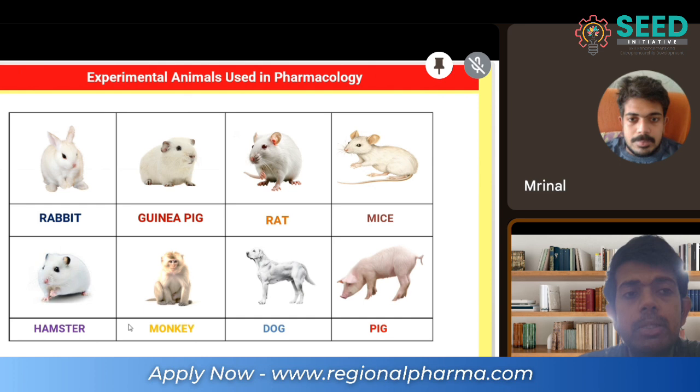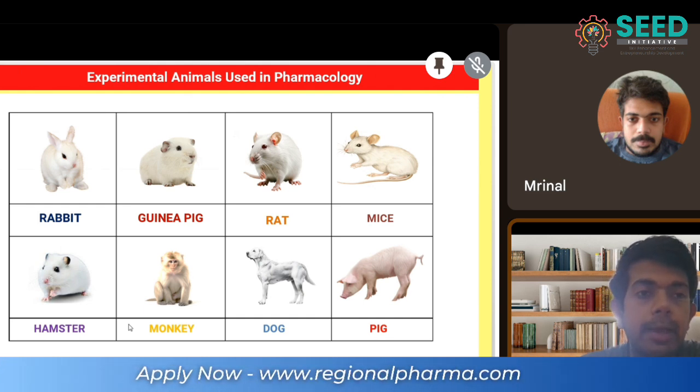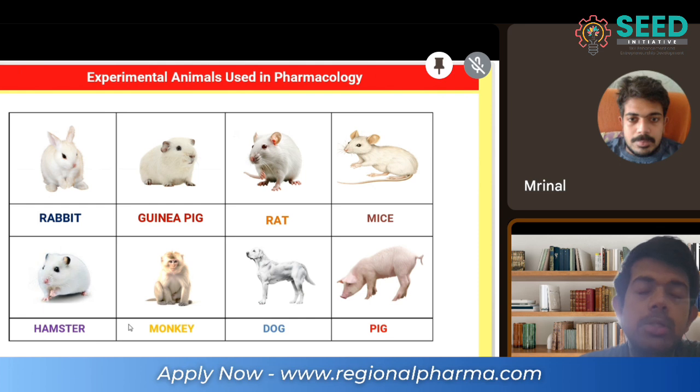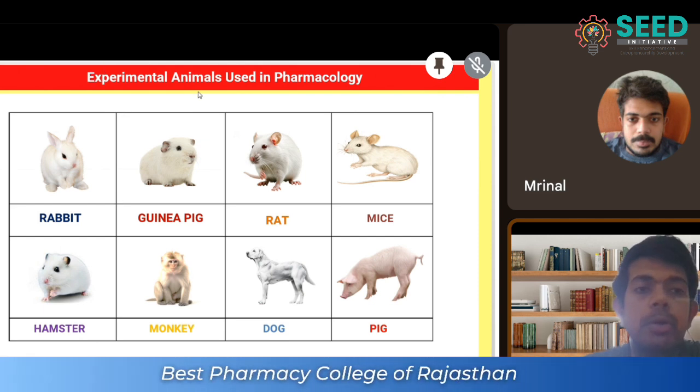There are also several animals that are not mentioned in this list, like frog, toad, cat, and other things, but that concludes the list of animals used in experimental pharmacology.